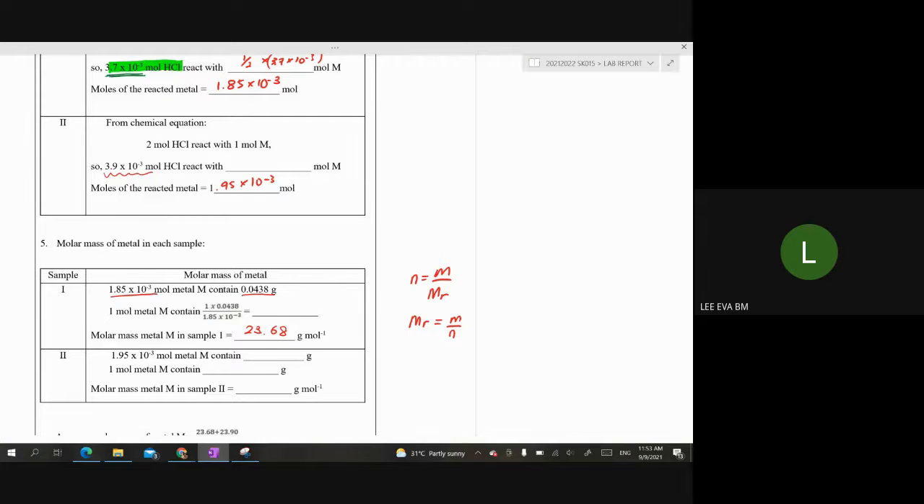And then for part 2, your sample 2, the number of mole of metal M reacted that you obtained just now, and the mass is 0.0466. Refer to the table from earlier, which already gave 0.0466. Apply the formula again, mass divided by number of mole, and see what the molar mass is in your sample 2. The part that madam left blank, don't leave it blank, fill it in yourself. Calculate on your own and show the working steps.